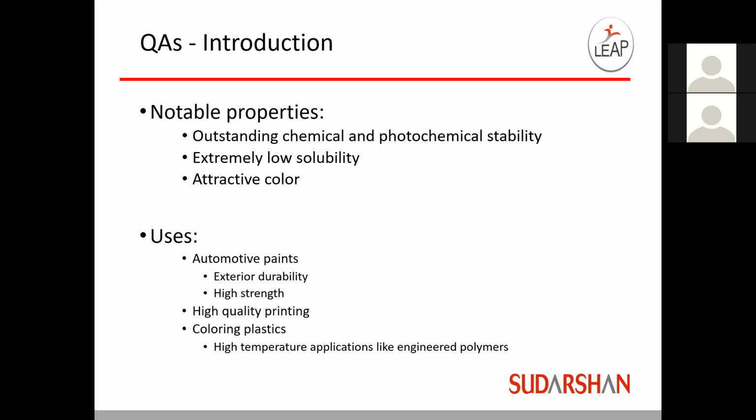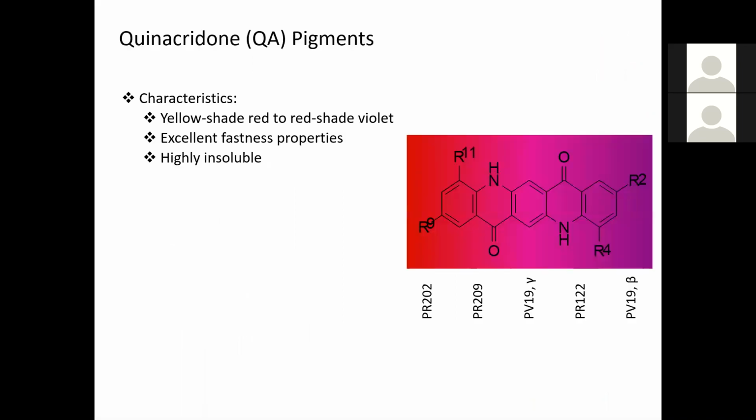Of course, these are also used in high quality printing areas where you want those more unique color properties, but also if you have an exterior need as well. And the high heat resistance makes it a very popular colorant for coloring plastics, especially engineered polymers where the temperatures are much greater.